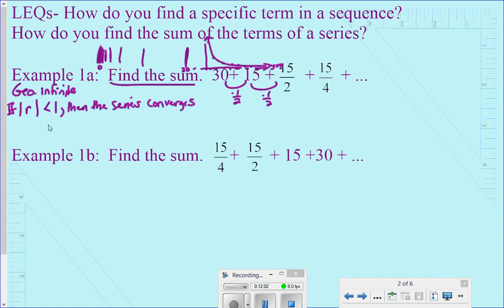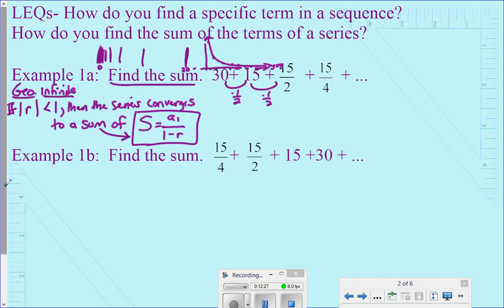So it converges to a sum of, and now I'm going to give you the formula that you would use. So the formula is S equals A sub 1 over 1 minus R. That's the formula that you're going to use. So when do you use that formula? You use it if it's geometric and infinite, and you've checked the absolute value of R and it's less than 1. Well, let's go to our problem now.